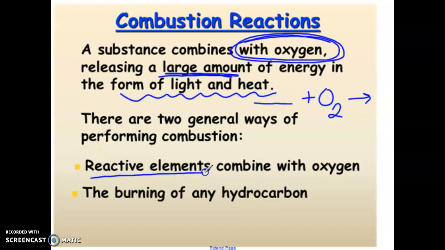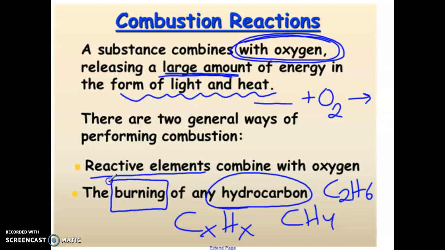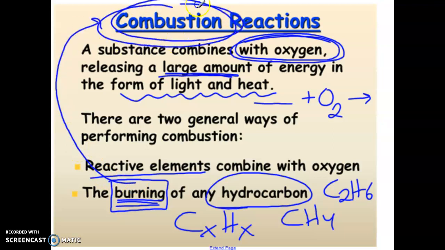Okay, so normally there are two ways of doing combustion. You can have an element that is reacting with oxygen or a hydrocarbon. A hydrocarbon is basically any compound that has a certain number of carbons and hydrogens. So it could be CH4, it can be C2H6. Any carbon hydrogen molecule is able to do combustion. Okay. And another thing that you'll notice is anytime you see the word burning, burning automatically means combusting.